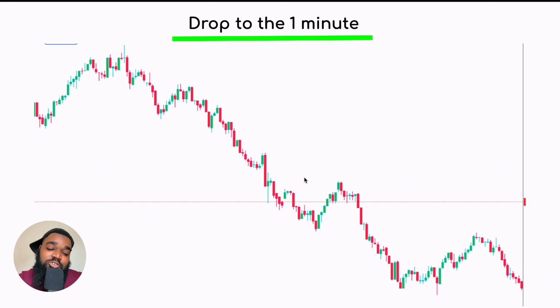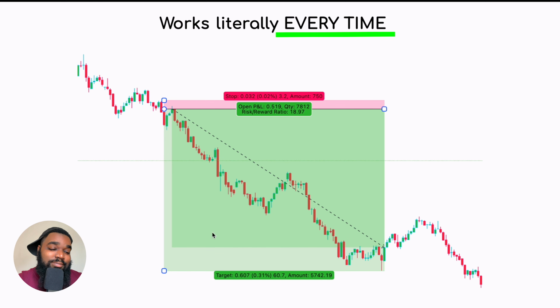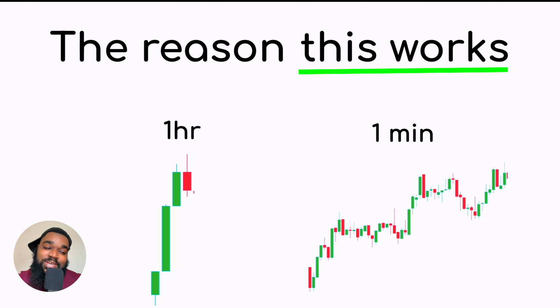And so you'll drop to the 1 minute and you'll identify a mitigated fair value gap, another one, and then you enter big money right here. So this right here is risking 1 to 18, which means if I risked $100, I will make $1,800. If I risked $1,000, I will make $18,000. So that's how it goes.